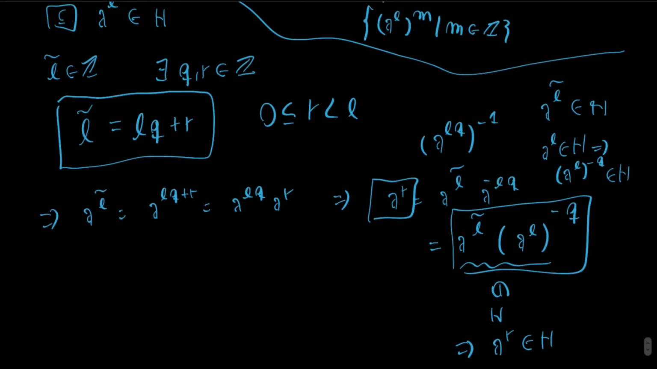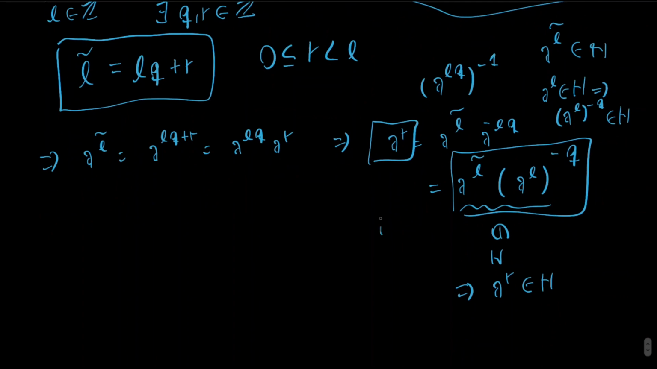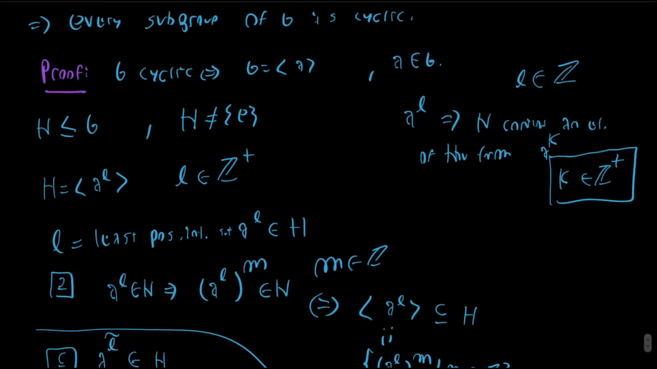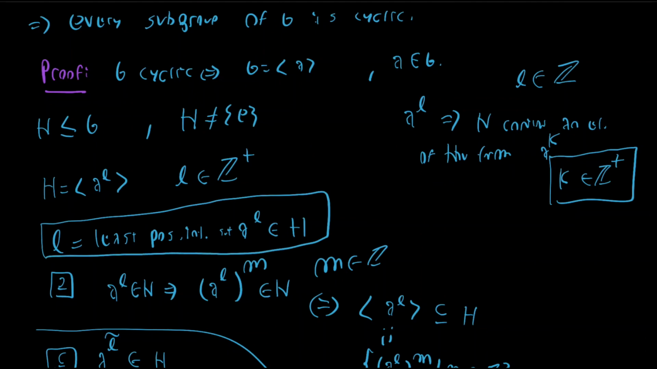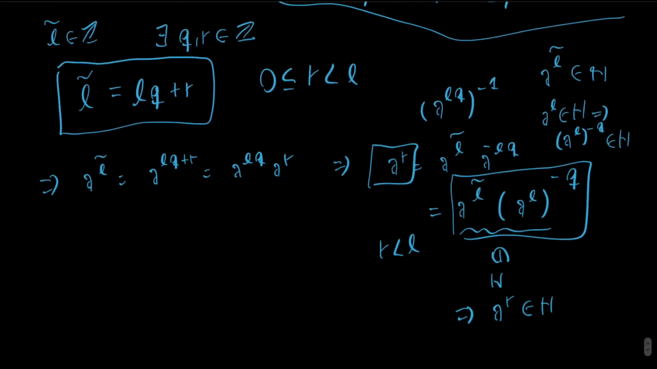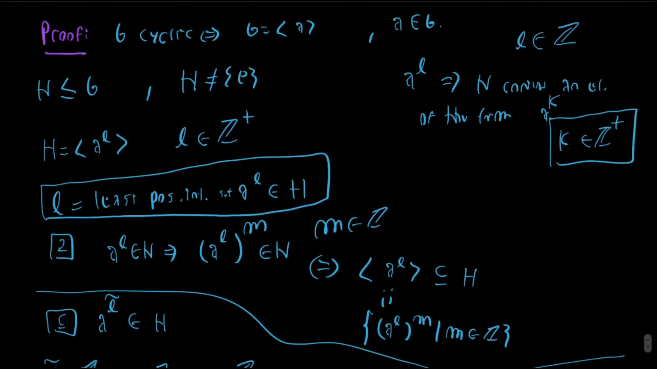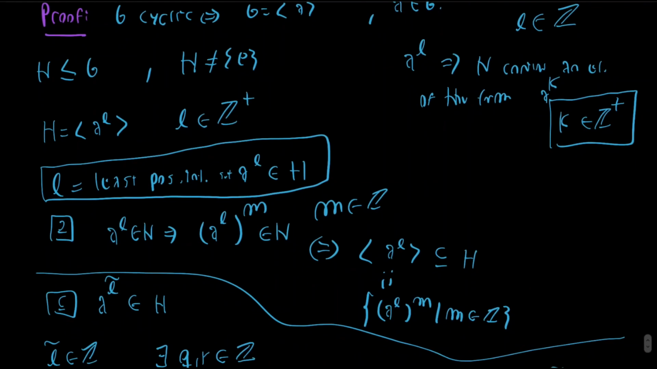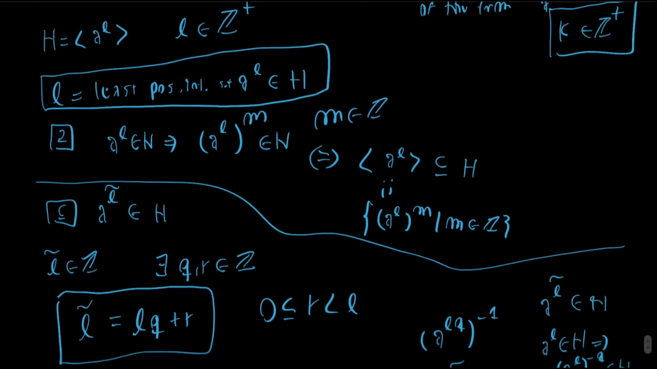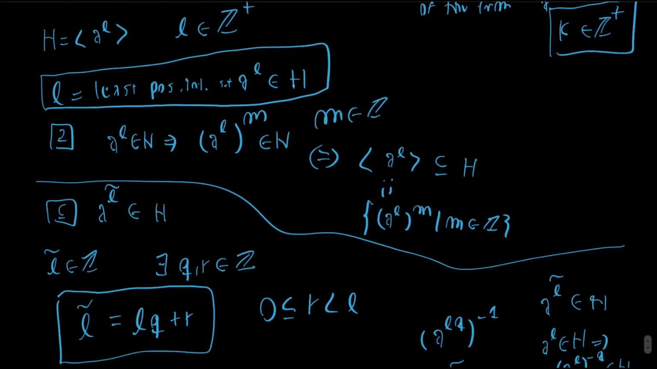Okay, but now notice that r is strictly less than L, but up here we defined L as the least positive integer such that a to the L is in H. Okay, but what does this tell us? This tells us that r then necessarily has to be equal to 0. Why? Because, as we said up here, L is the least positive integer such that a to the L is in H. It means that all the positive integers before L are not in H by this supposition.